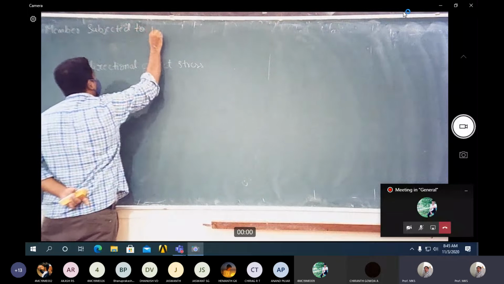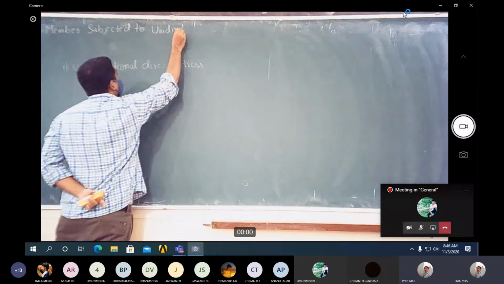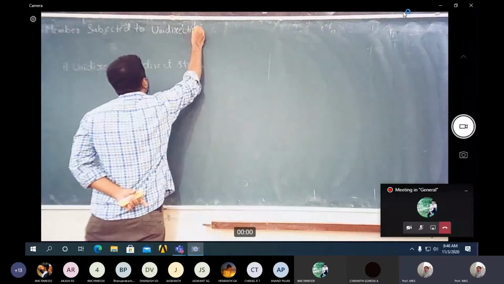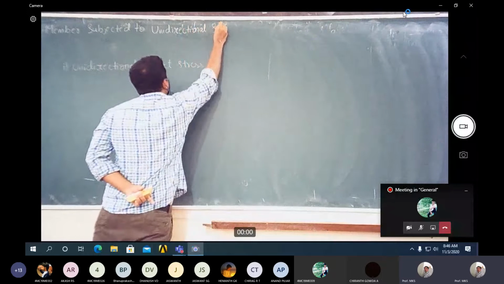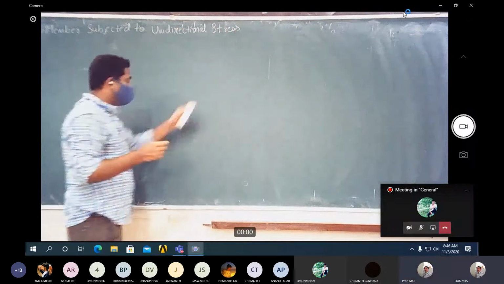Member subjected to unidirectional stress. So here let me consider an object. So it is like a cube. So let me consider a cube.